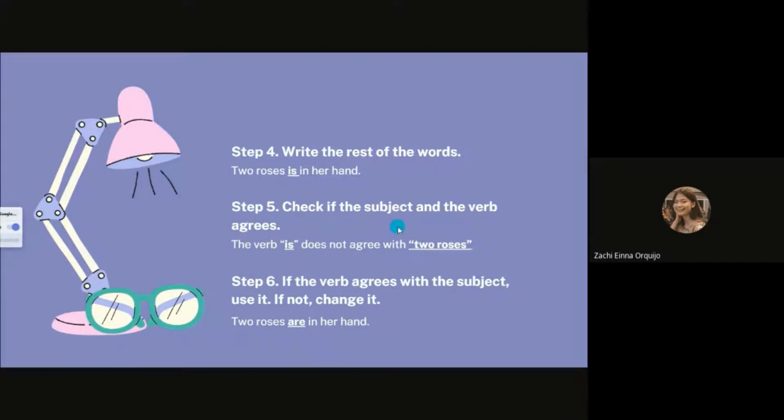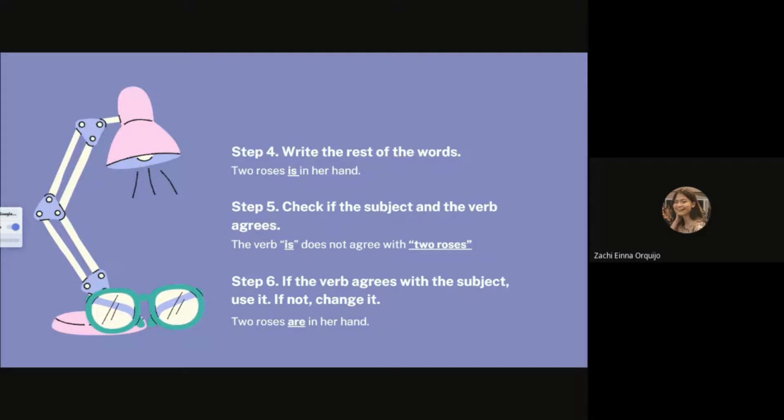So tignan natin if tama ba yung verb na ginamit natin. Kasi sabi natin ulit kanina, kailangan kung singular ang subject, singular din ang verb. Kung plural ang subject, plural din ang verb. So, the verb is does not agree with 2 roses. Bakit? Yung 2 roses kasi ay plural, 'di ba? May pinag-uusapan tayo na dalawang roses or dalawang flowers. Meaning to say, yung verb na is, kasi yung is ay ginagamit kapag isa lang or singular yung subject natin.